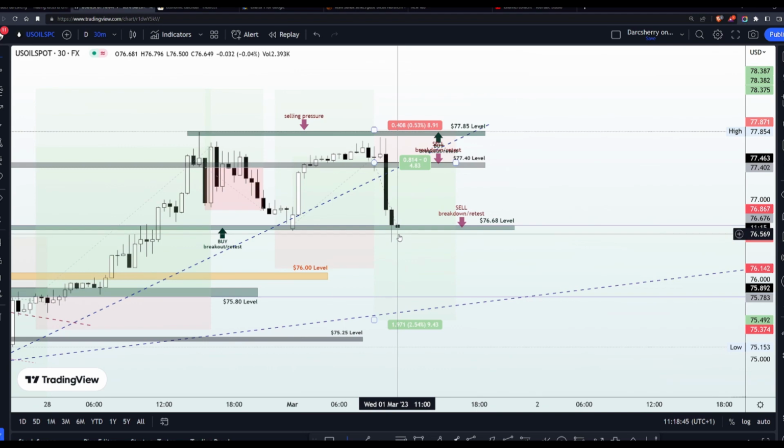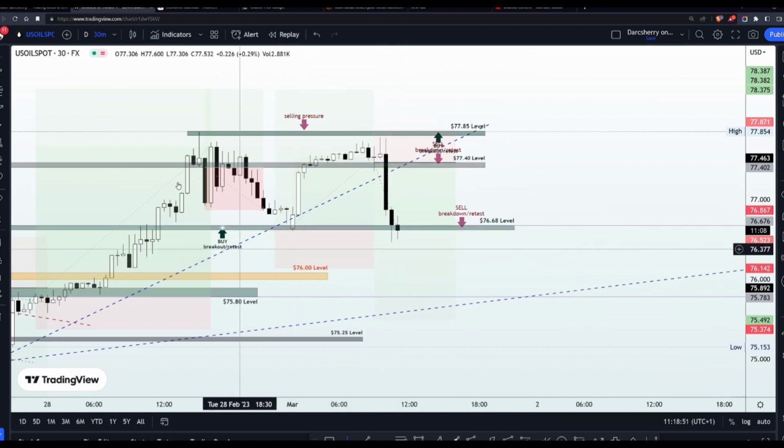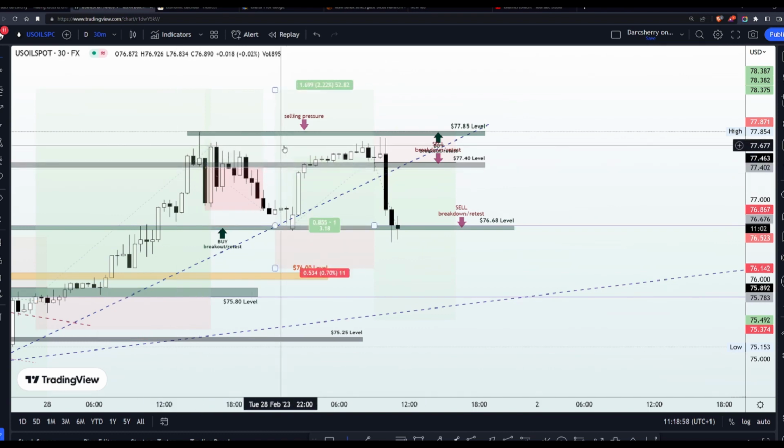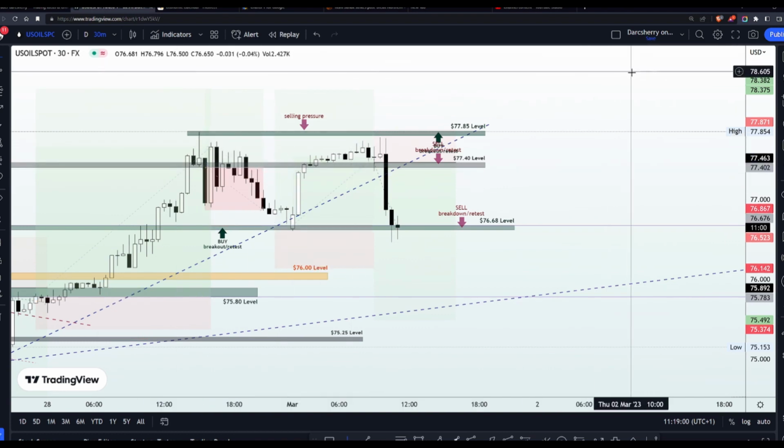But before I go into the details of how to take advantage of a trading opportunity around the $76.68 level, let's quickly run through the daily time frame. Let's see what is really going on in the higher time frame, then we shall come back into the lower time frame to decide what our next line of action will be.